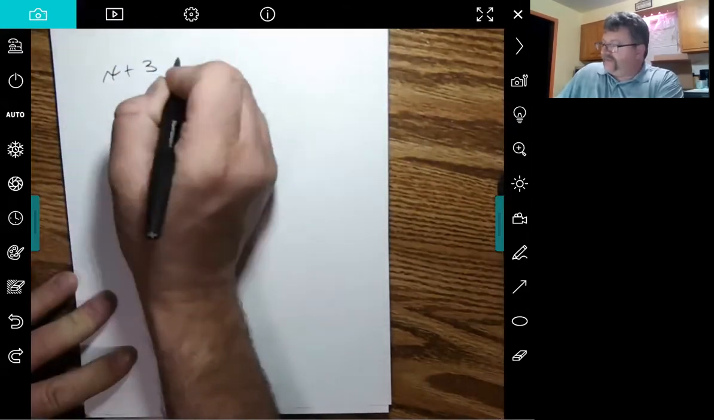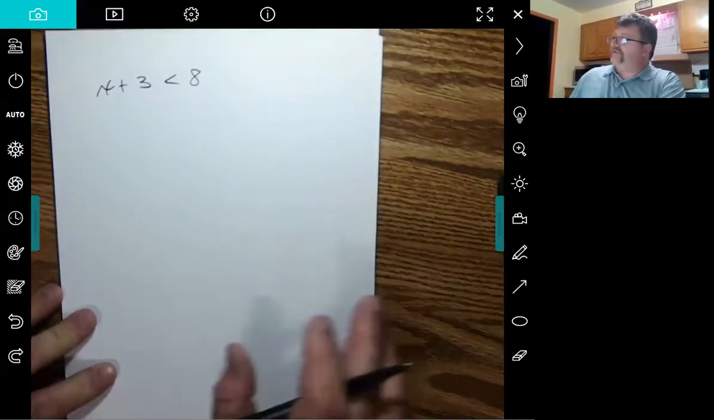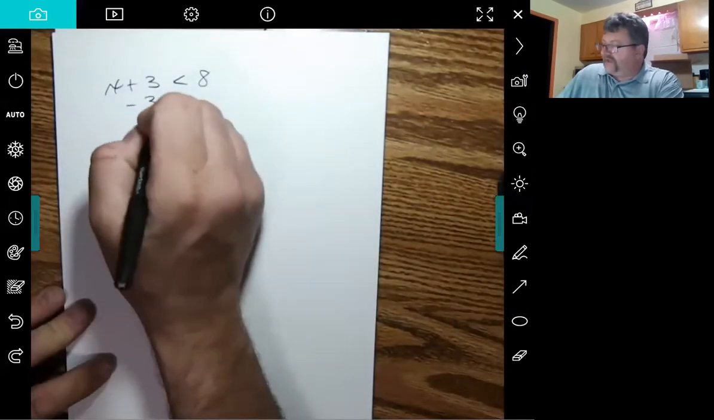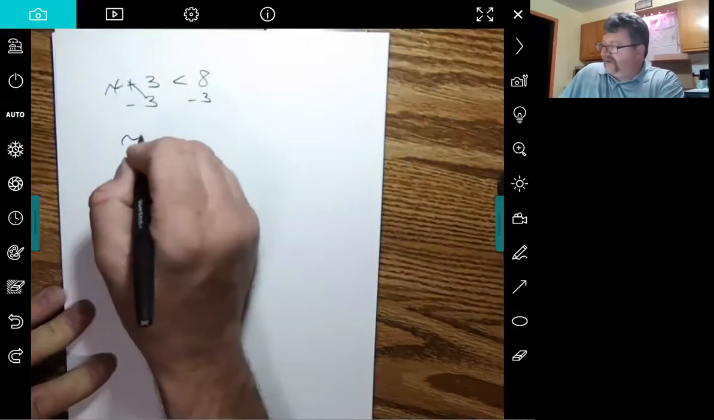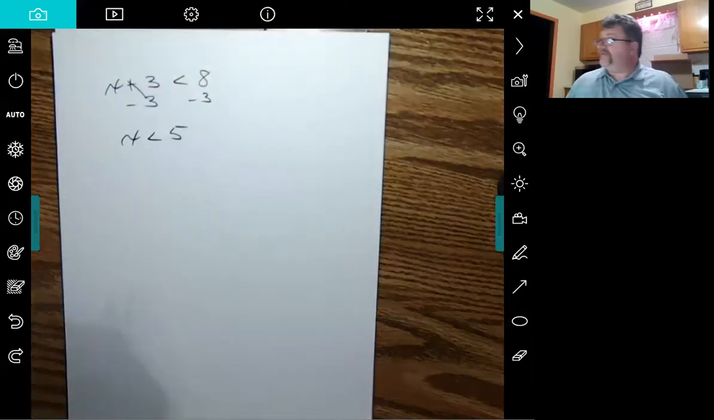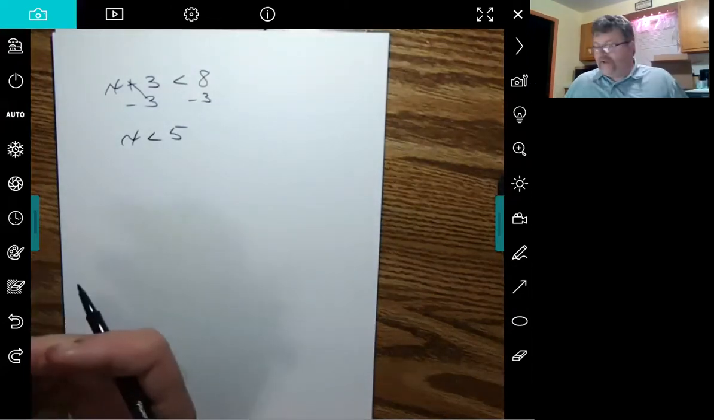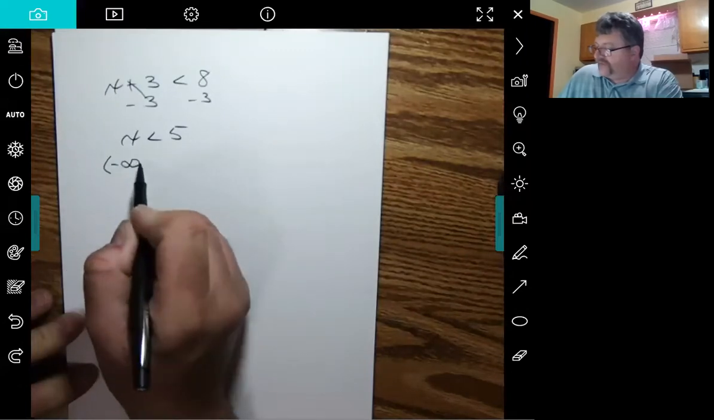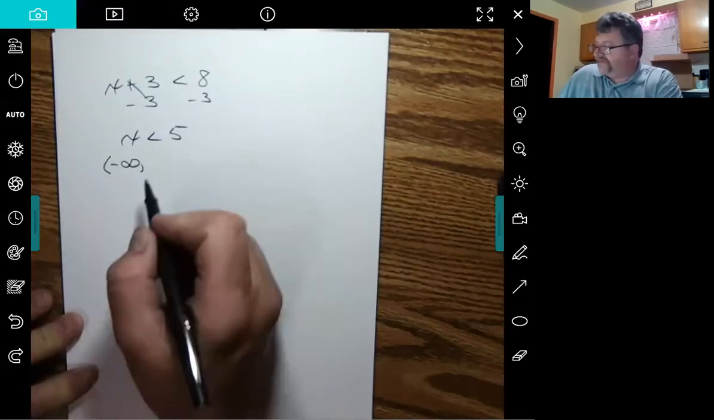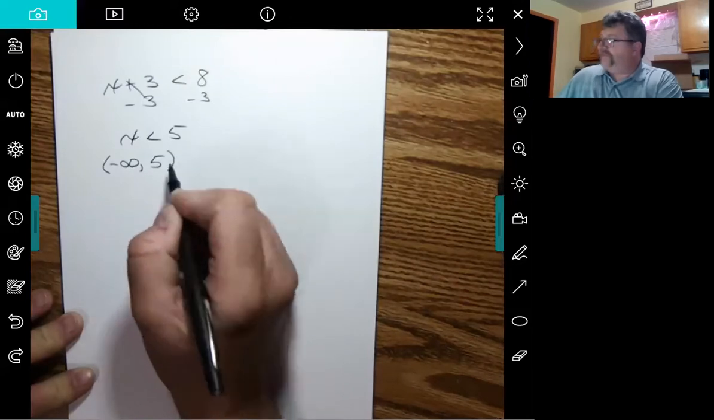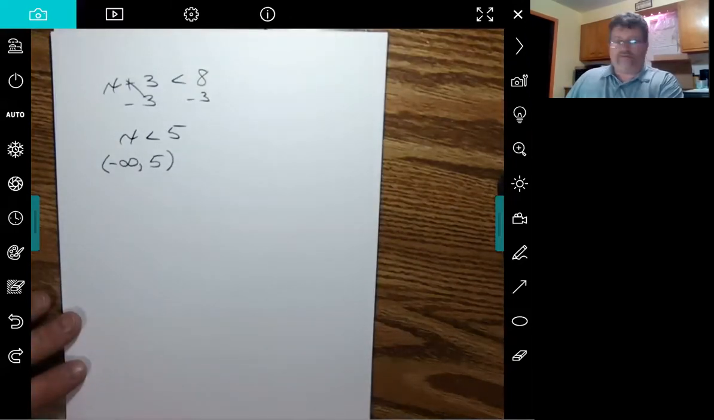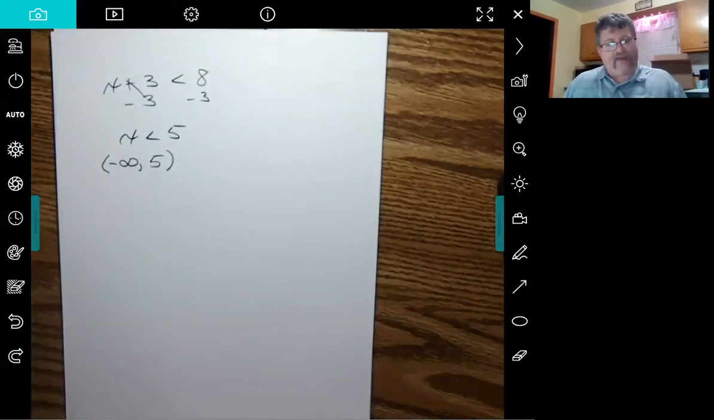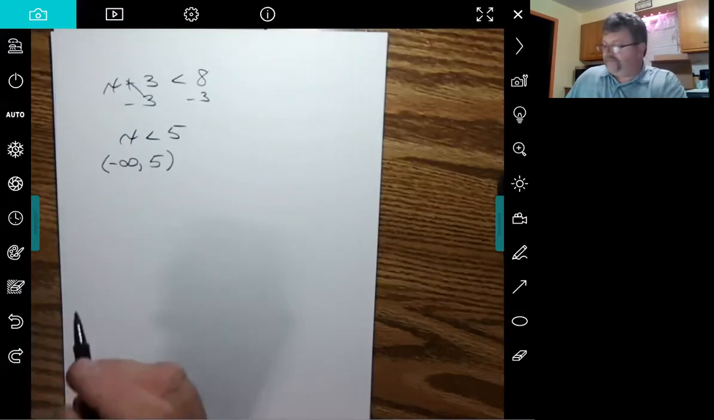But if I just have something like this, x plus 3 is less than 8, I'm going to solve it just like an equation. And I'm going to say x is less than 5. Okay, how do I write all those numbers less than 5? That's where we go to what we call interval notation. Well, less than 5 would be all numbers from negative infinity up to the number 5, but not including the number 5. Okay, the algebra is really the same.